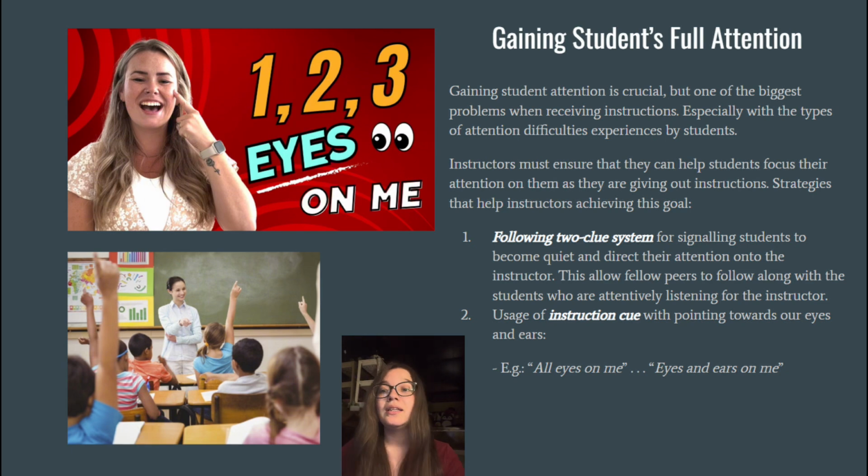The second one is one that we commonly see now in the education system, and it's the instruction cue, where instructors use their hands to point towards their eyes, their ears, and their chests. Some examples that we probably commonly heard are "all eyes on me" and "hands, ears, and eyes on me."